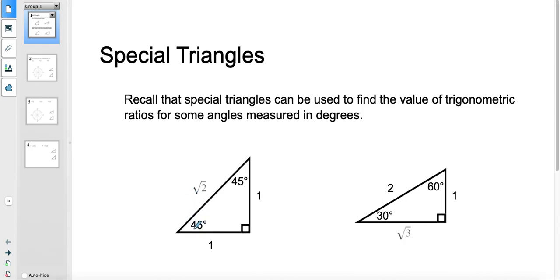Okay, 45 degrees. Now remember, pi radians is 180 degrees. 45 degrees is 1/4 of 180 degrees. And since pi radians is 180 degrees, 45 degrees is going to be pi over 4.